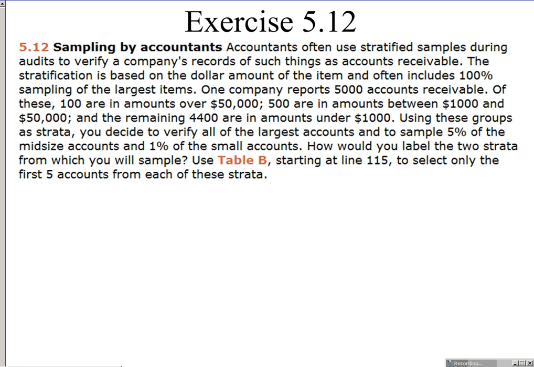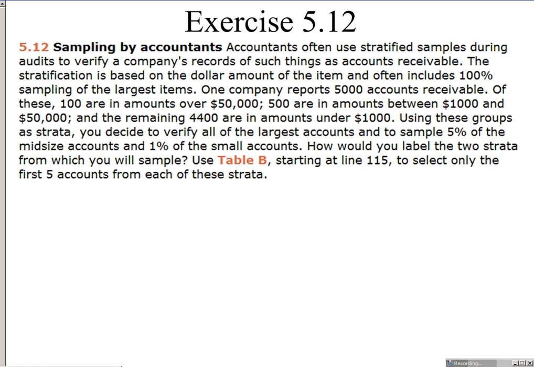Accountants often use stratified samples during audits to verify a company's records of such things as accounts receivable. The stratification is based on the dollar amount of the item and often includes 100% sampling of the largest items. One company reported 5,000 accounts receivable. Of these, 100 are in amounts over 50,000, 500 are in amounts between 1,000 and 50,000, and the remaining 4,400 are in amounts under 1,000.